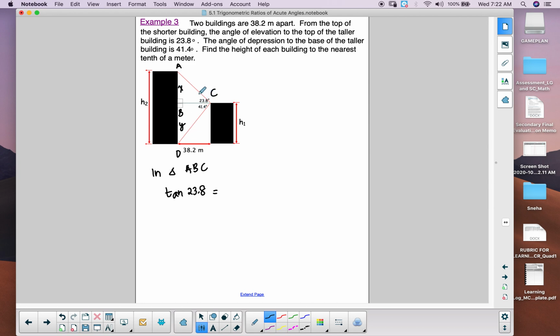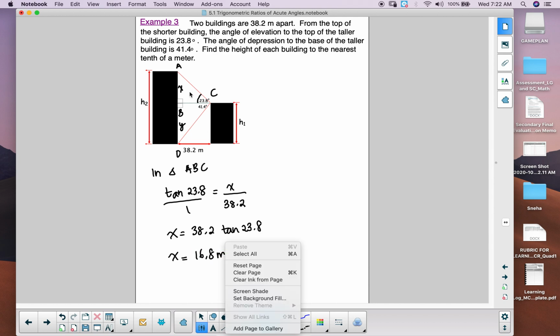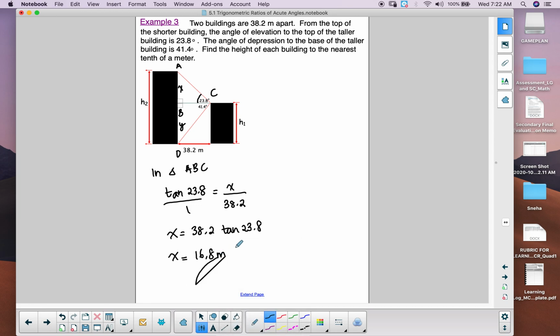So when I'm trying to find tan of 23.8, it's going to be opposite side, which is X, divided by adjacent side, which is the length from here to here, which is the same as 38.2 meters, which is the distance between the two buildings. So 38.2. And then when I cross multiply to solve for X, I get X equals 38.2 times tan of 23.8. And that works out to about 16.8 meters. So I got the length from A to B now as 16.8 meters.